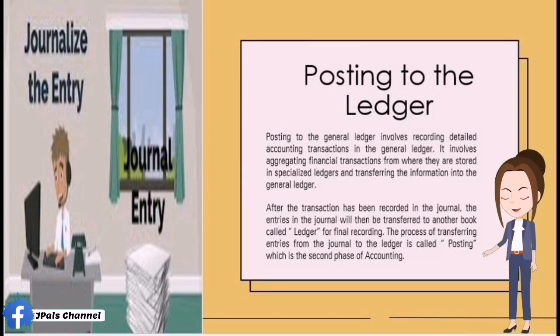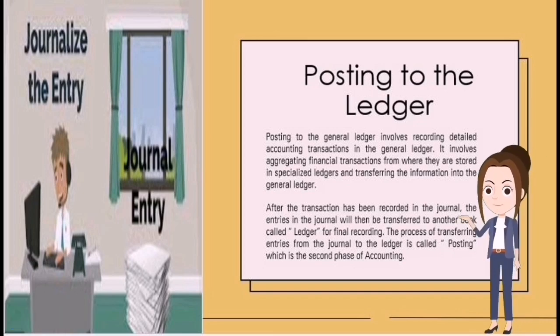Posting to the ledger. Posting to the general ledger involves recording detailed accounting transactions in the general ledger. It involves aggregating financial transactions from where they are stored in specialized ledgers and transferring the information into the general ledger. After the transaction has been recorded in the journal, the entries in the journal will then be transferred to another book called ledger for final recording.